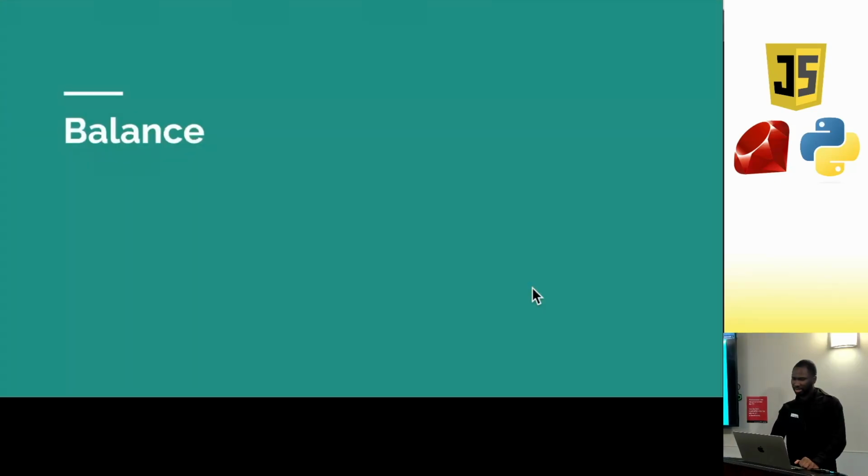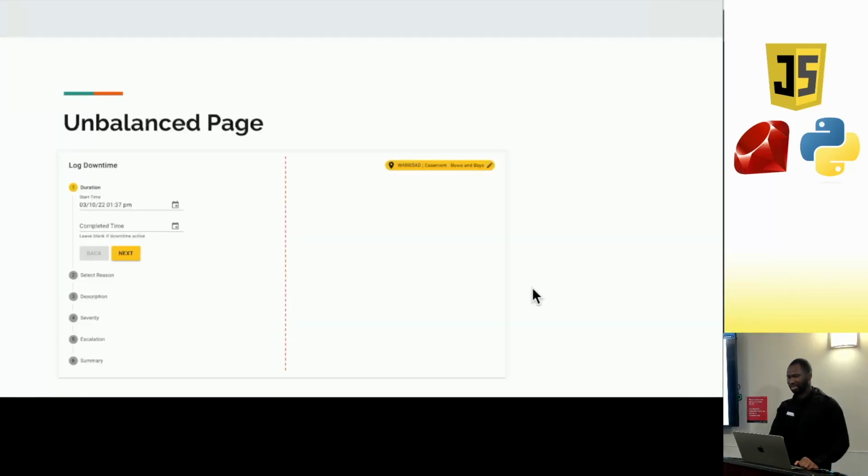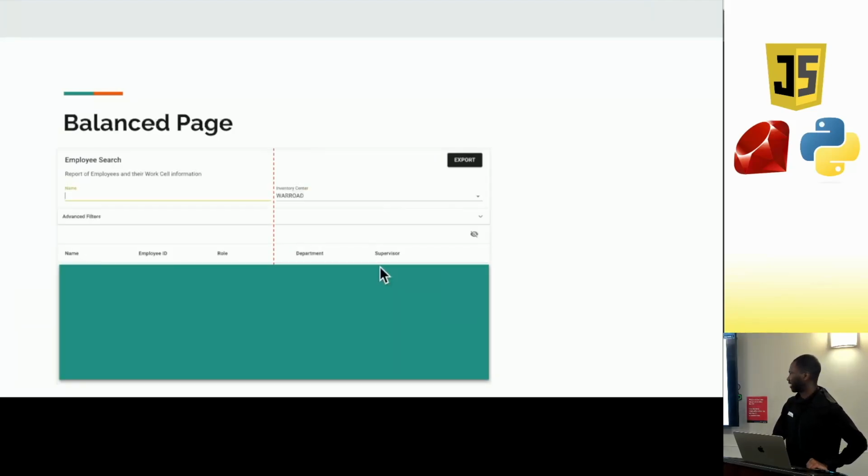Another one is balance. This one's a little bit more subjective. Here's an example of what I would call an unbalanced page, because there's a lot of stuff on the left side and barely anything on the right side of the page, right? Whereas if you contrast it to maybe this other page where it's a little bit more balanced, right?